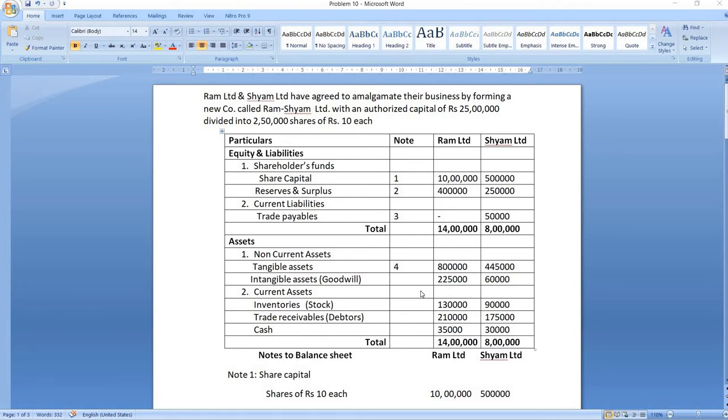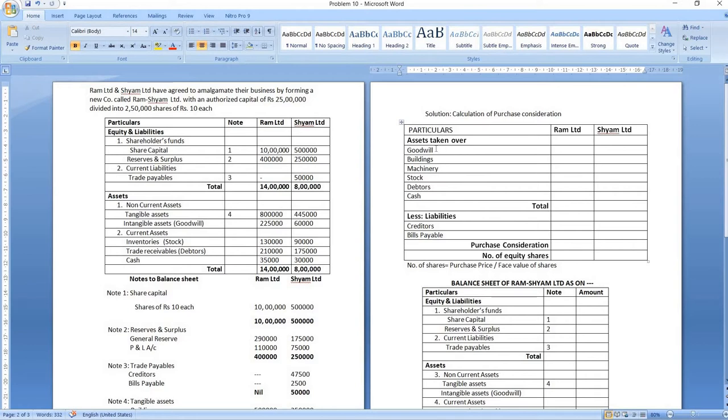In that method we take assets taken over minus the liabilities. So all these assets will be taken and from that outside liabilities, that is trade payables, will be deducted to calculate purchase consideration. So let us start with the calculations of purchase consideration. First is assets taken over, in that goodwill. Goodwill for Ram Limited is 2,25,000 and for Shyam Limited it is 60,000. So let us take it here.